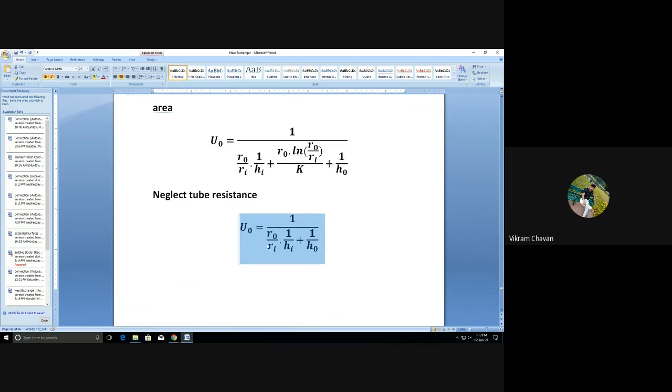Now all the quantities are known to you, or provided in the given data, so you can calculate the U naught value, that is, the overall heat transfer coefficient based on the outer surface area.